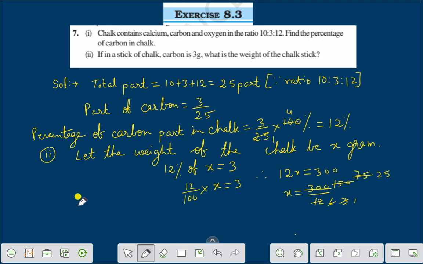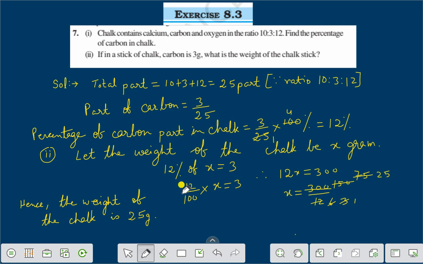X is equal to 25 gram. What is the weight of the chalk stick? Therefore, the weight of the chalk stick is 25 gram. Hence, the weight of the chalk is 25 gram. This is the answer.